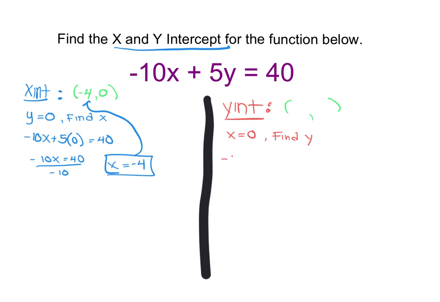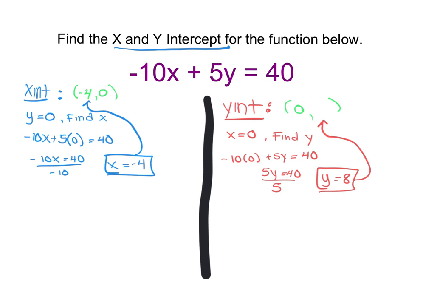So we can now take that original function, and this time we're going to replace x with 0, and we're going to leave the y in and solve for the y value. So -10 times 0 is just 0, so we simply have 5y is equal to 40. We can divide by 5, and we find that y is equal to 8. So again, we can take this, we can plug it in here, and we know that the y-intercept occurs when x is 0 and y is 8. So here in green, I now have both of my coordinates. My x-intercept is (-4, 0), and my y-intercept is (0, 8).